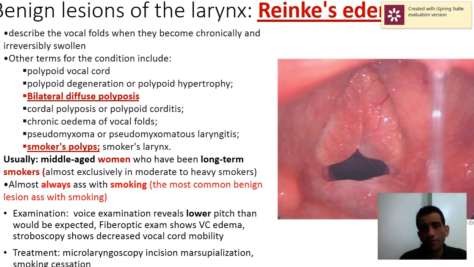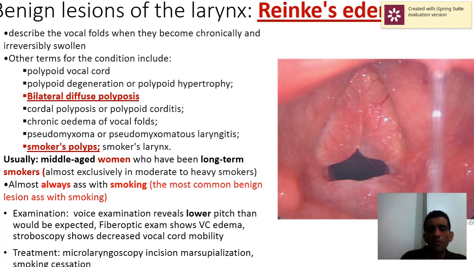The main causes of larynx edema are smoking, voice abuse, hypothyroidism, and gastroesophageal and laryngeal reflux. The terms for this condition include polypoidal vocal cord, polypoidal changes, polypoidal hypertrophy, and bilateral diffuse polyposis, usually affecting middle-aged women with long-term smoking, almost always associated with smoking. It is a benign condition.